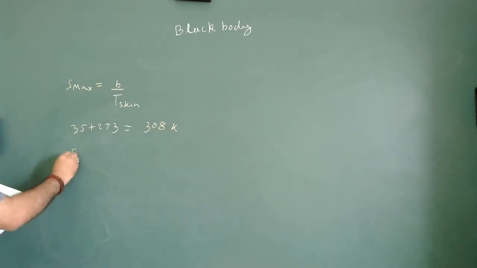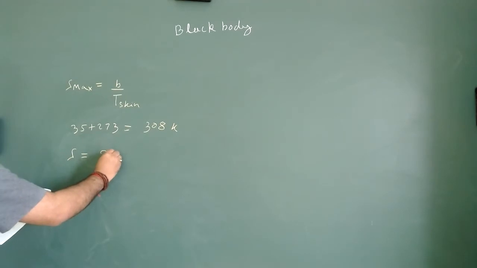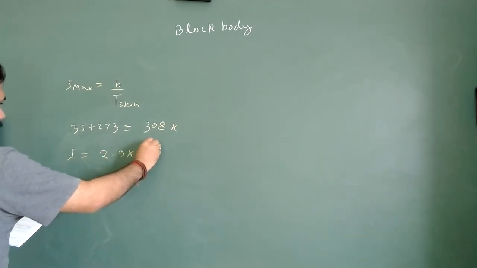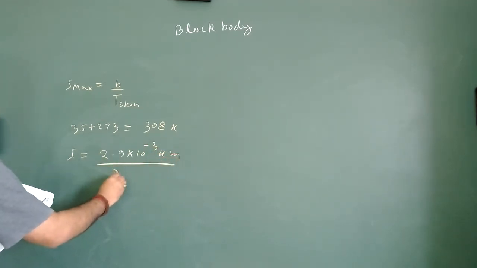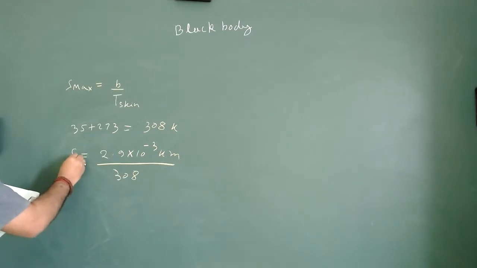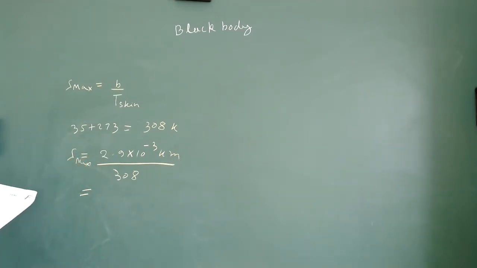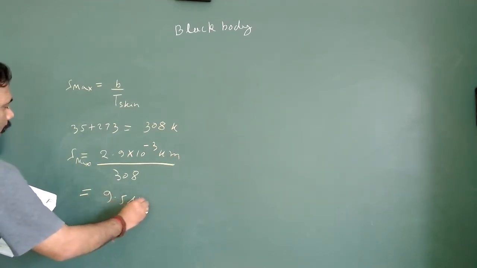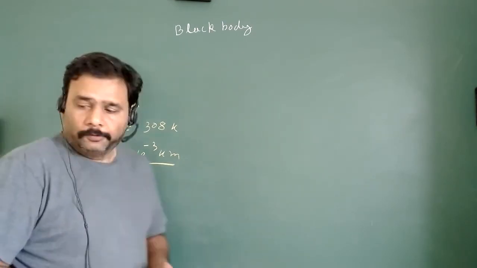From here we can get the value: lambda is equal to 2.9 into 10 to the power minus 3 Kelvin meter upon 308. So lambda maximum, if we calculate, will be approximately 9.5 micrometer. This is the first question done.